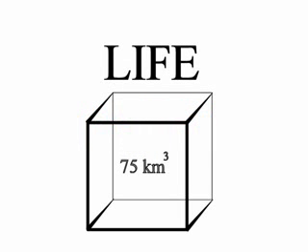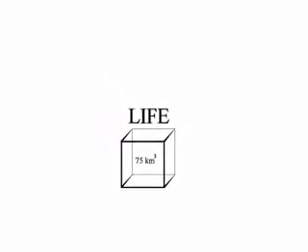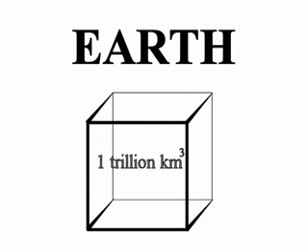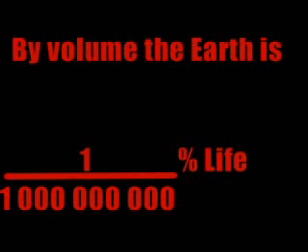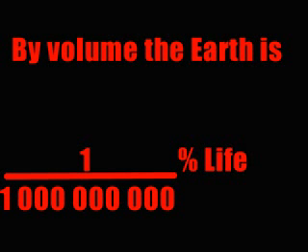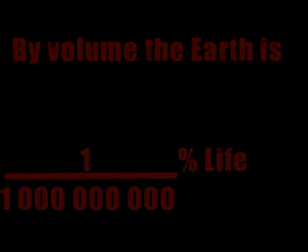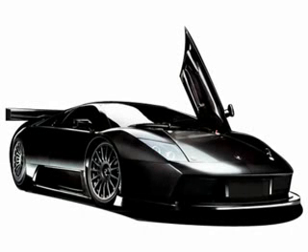But let's take another look at this case for a fine-tuned universe. There's about 75 cubic kilometres of life on Earth, while the volume of the Earth is approximately 1 trillion cubic kilometres. That means that by volume the Earth is approximately 1/1000000000% life. For me, this device is an example of fine-tuning. For this object, each of the 1,000 billion atoms are fine-tuned, for the purpose of human transport.